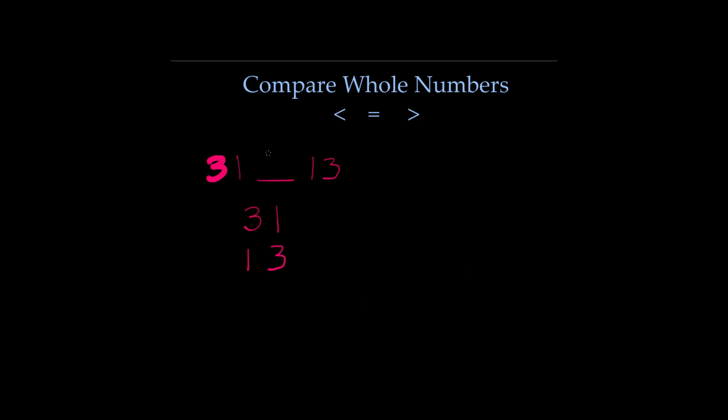So we're going to use the greater than symbol. We always want to point towards the lesser value. So we're going to point towards the 13, because this would read as 31 is greater than 13.